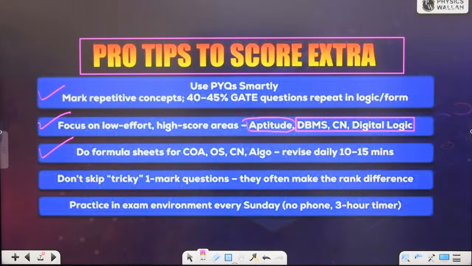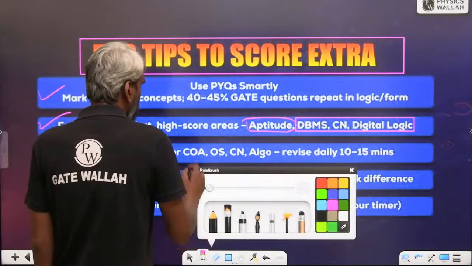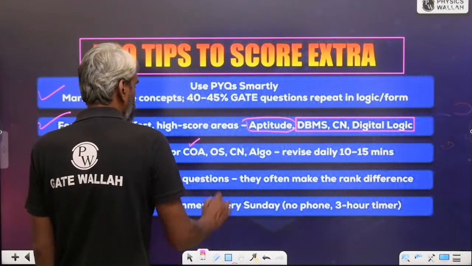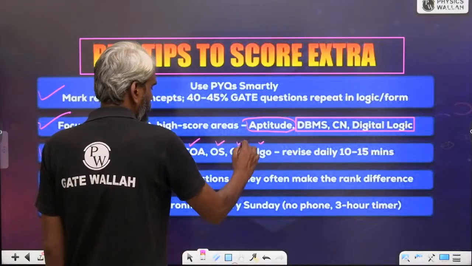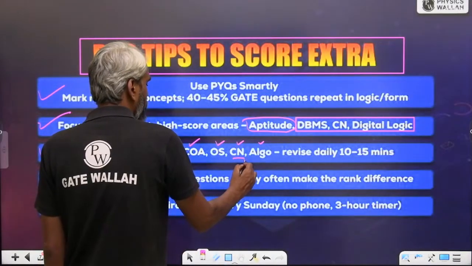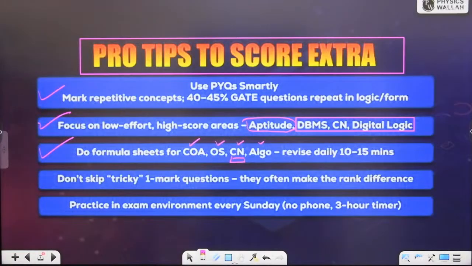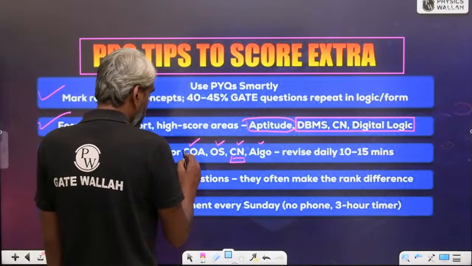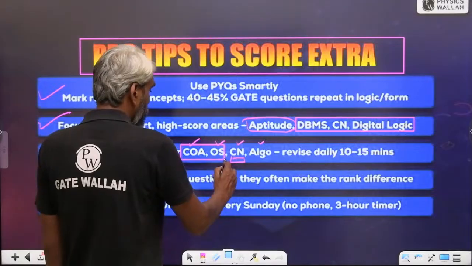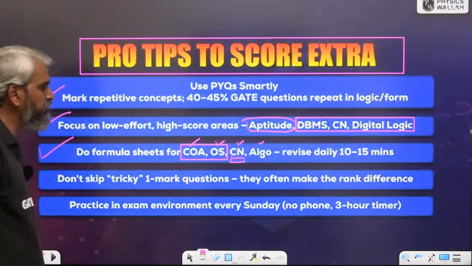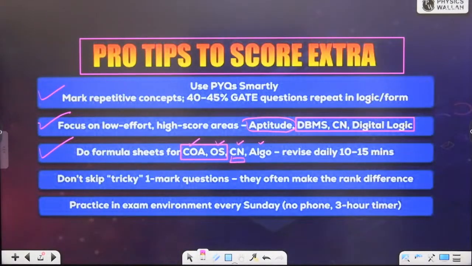So create formula sheets for the subjects in which there is high weightage of formula. So when I say that create formula sheet for COA, operating system, algorithm, CN, so CN will have the maximum number of formulas, and the questions are directly based on those formulas. When I say that create formula sheet for COA and operating system, then you must create the formula sheet, but along with the derivation of those formulas, right?